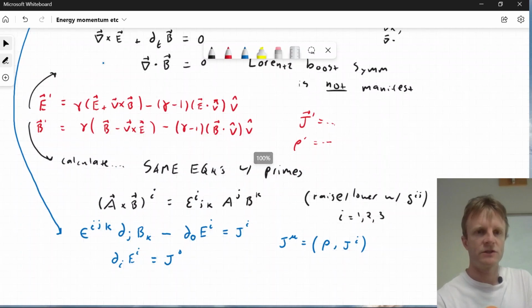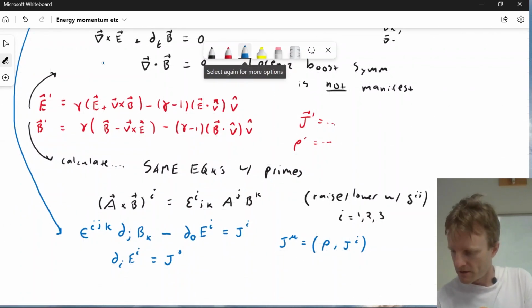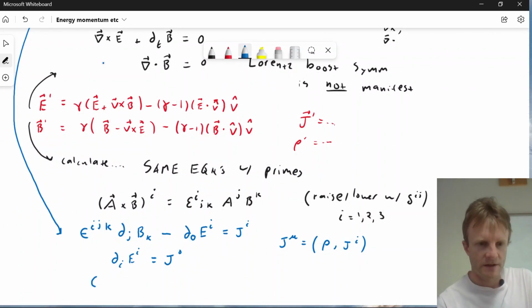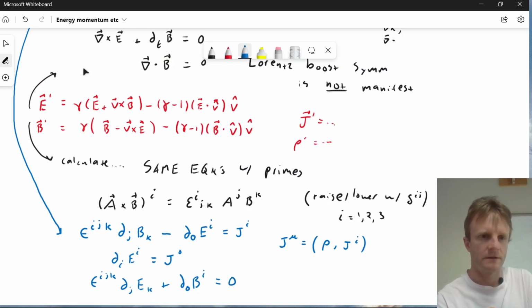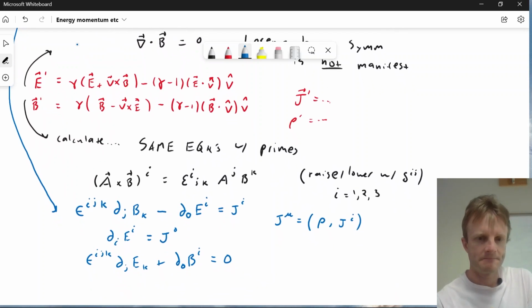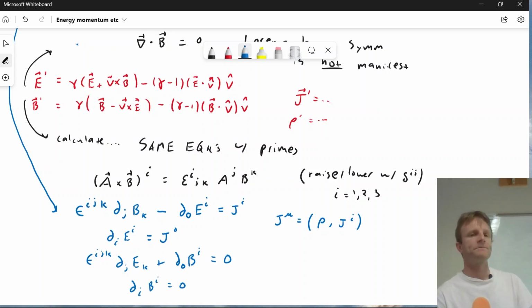The next equation on the list at the top of the screen is the curl of E. Same idea, epsilon ijk, but now it's del_j E_k plus del_0 B_i equals 0. And then the last one, divergence of B equals 0: del_i B_i equals 0. Okay, so all I've done is switch to index notation.